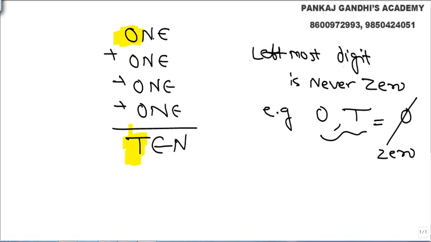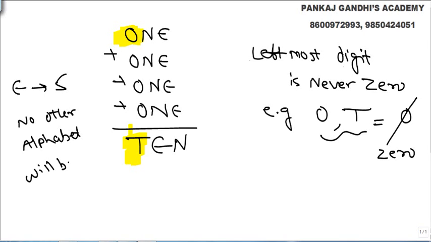Each one is having a unique value. Each one having a unique value means if E is 5, no other alphabet will be 5. If E is 5, everywhere E will be 5, no other will be 5. We don't know who is what. We need to find out who represents what. So the basic things: unique means every alphabet has a different value, and the leftmost is never 0, so O is not 0, T is not 0.